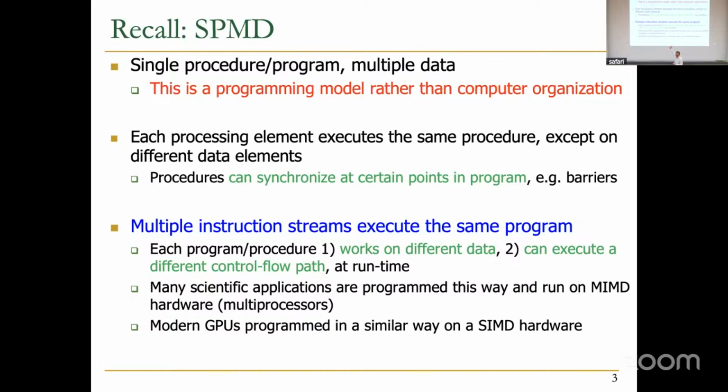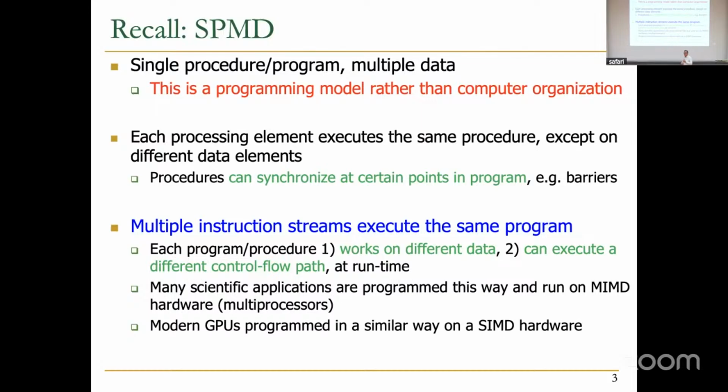GPUs make it much better in the sense that if threads are doing exactly the same thing, why decode the same instruction many times, right? If you're using multiprocessors, they're executing the same threads. Each of them is decoding the same instruction, scalar threads. Each of them is decoding the same instruction many times, the number of threads times essentially.